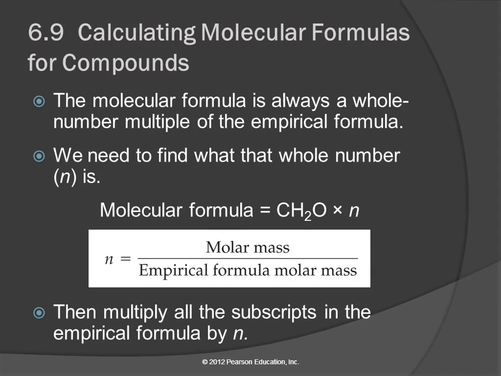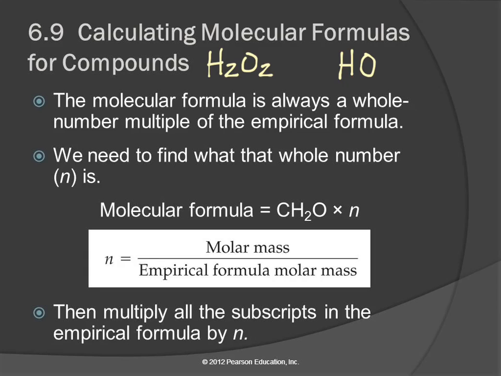In section 6.8, we learned how to calculate an empirical formula. And the empirical formula gives the lowest ratio of atoms of each element. I don't think I really gave you an example of that, so let's just throw something in here. Hydrogen peroxide has the formula H2O2. If you experimentally determine the formula of hydrogen peroxide, you're going to come up with HO, because that's the lowest ratio. It's a 1-to-1 ratio.